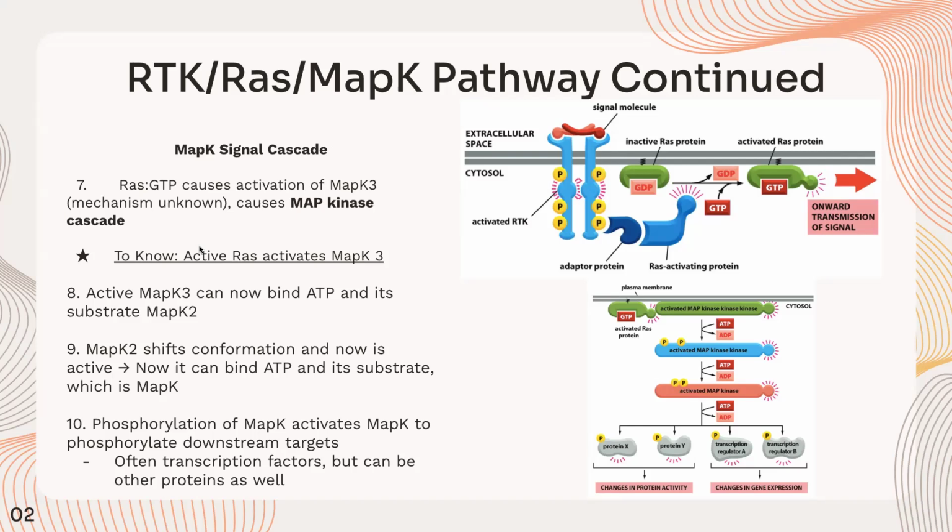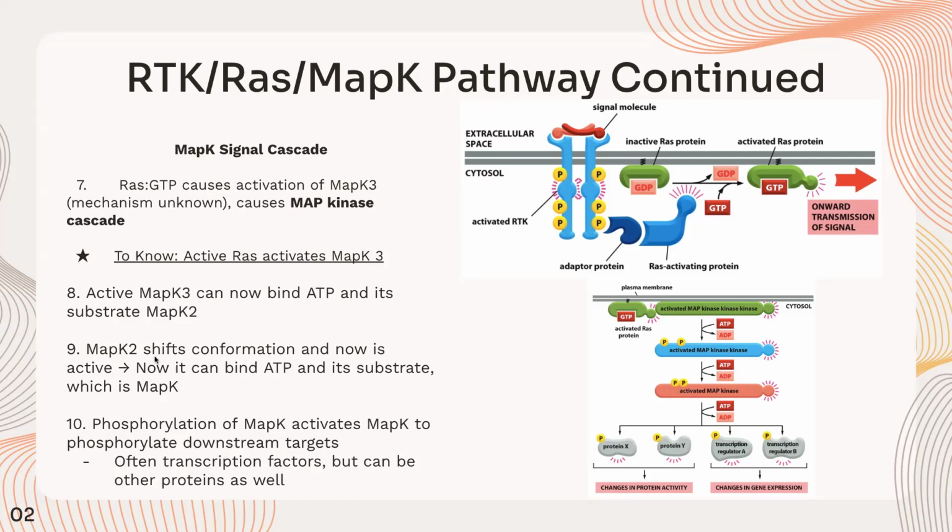And remember, is RAS active when there's GDP or GTP? GTP. Okay, so it's really important not to get these confused. It's so easy to get these confused in your head. Just know that GTP has to be there when RAS is activated, so you don't have to try and remember everything. So MAPK3 is now active. Again, we don't know how RAS does it. It's just active now. It can now bind ATP and its substrate, MAPK2, just same as last time, right?